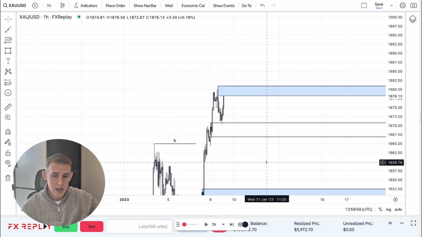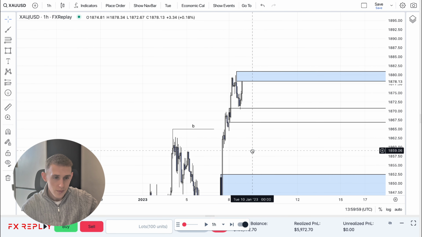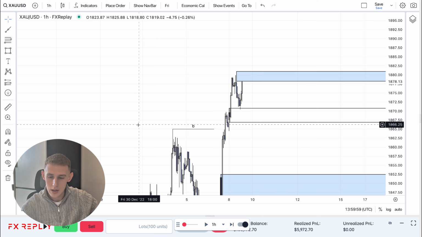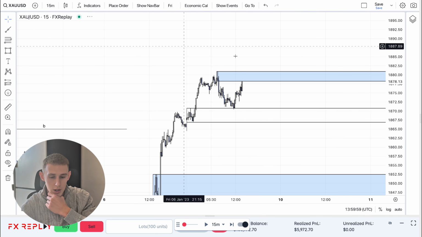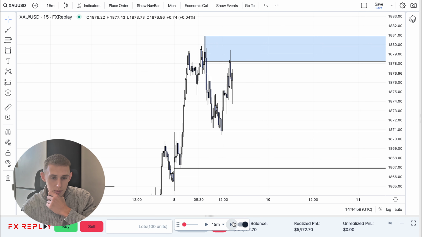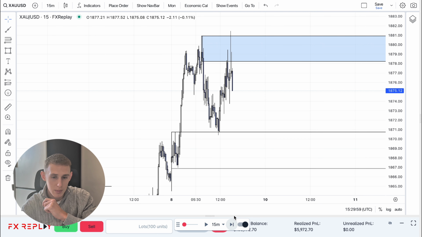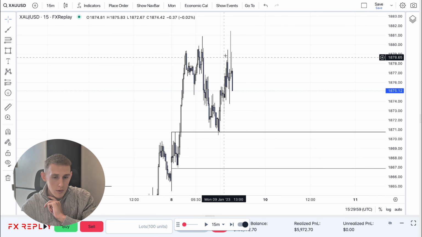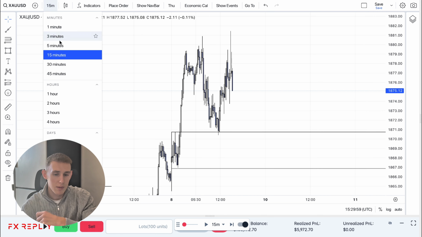Looking for price to potentially grab these highs. So let's have a look what it wants to do here. There you go, so small reaction from that supply, but it did end up grabbing that high. So our sells would have lost essentially.